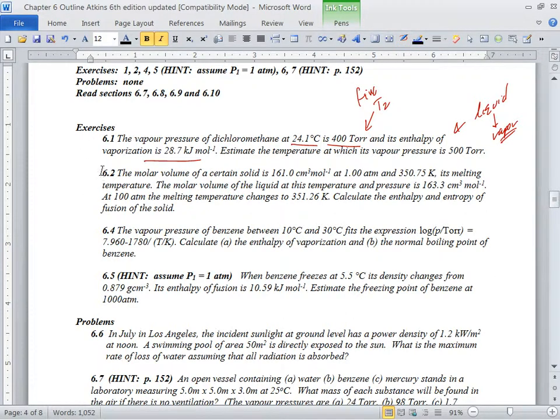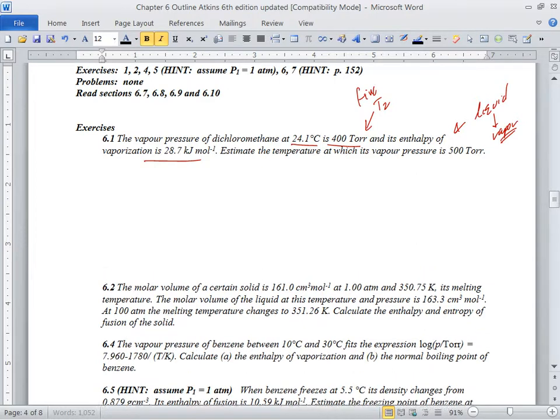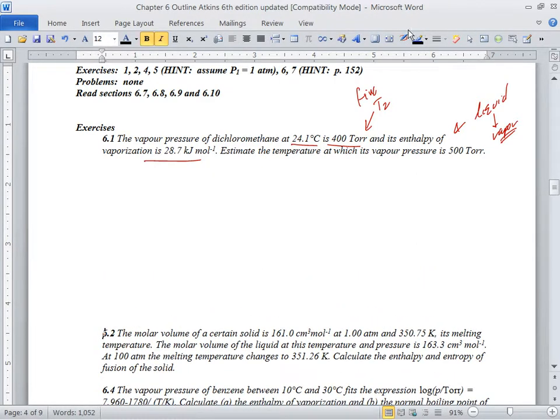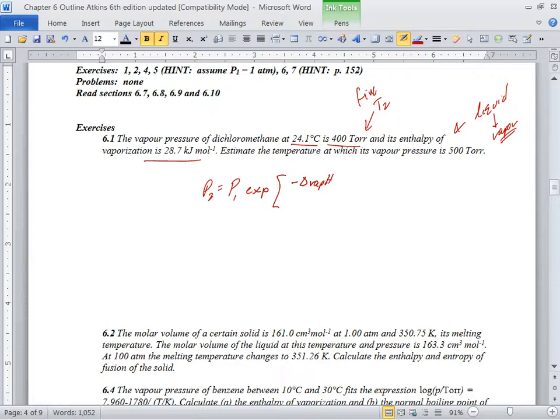Let's make sure everyone's on the same page here. So we derived this. I'm just copying it from the notes here. P1 e to the delta vap H over R.